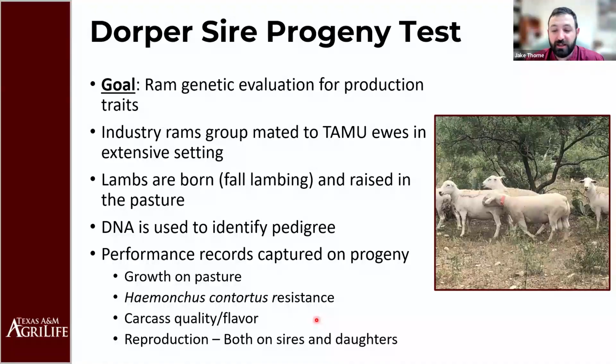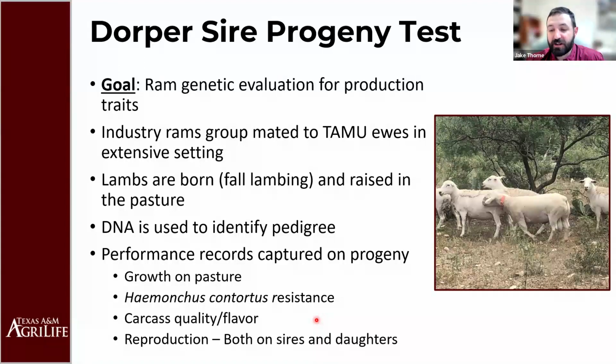But the approach is we're bringing in outside rams from stakeholder flocks, and they're coming and they're breeding our AgriLife Dorper ewe flock, but then those rams are going to go home. And so we're actually doing very little measurement of the rams themselves. How we're making that genetic evaluation of them is based off of their progeny. And so all those lambs are going to be born. This is a fall lambing situation. They're going to be born and raised out in the pasture. And we're going to collect a whole suite of performance records on them. And we're going to have sire groups essentially.